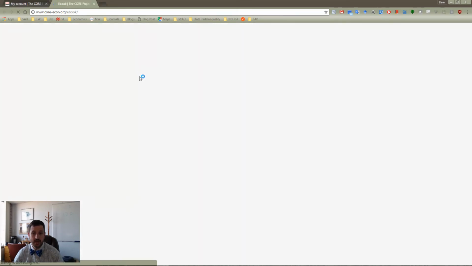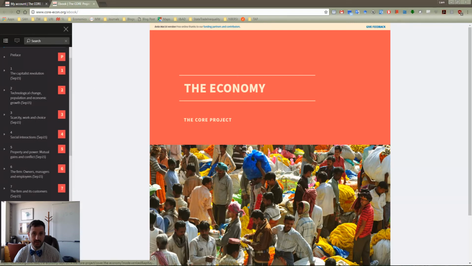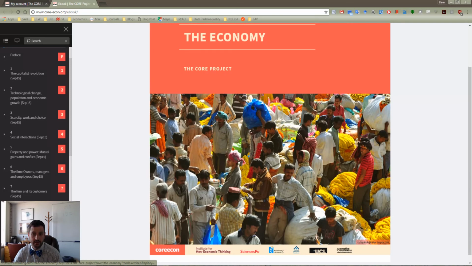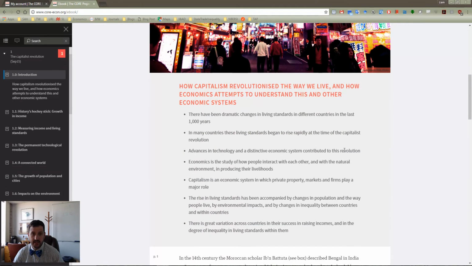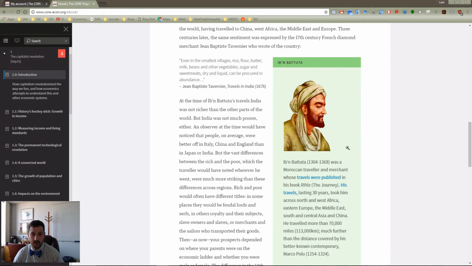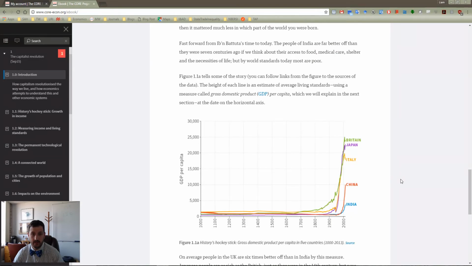It will open up a new tab, and you can see the chapters are down here on the left, and the book is here. So if we just click on chapter 1, the capitalist revolution, you can see how it's set up. Each section is pretty short. There's about 10 to 12 sections per chapter. There's a lot of call-out sections, a lot of stories, a lot of international examples, and a lot of graphs.